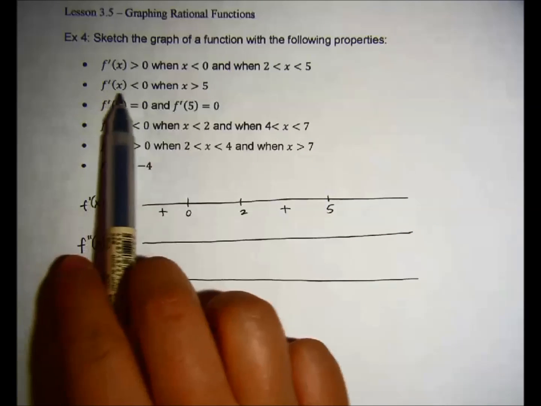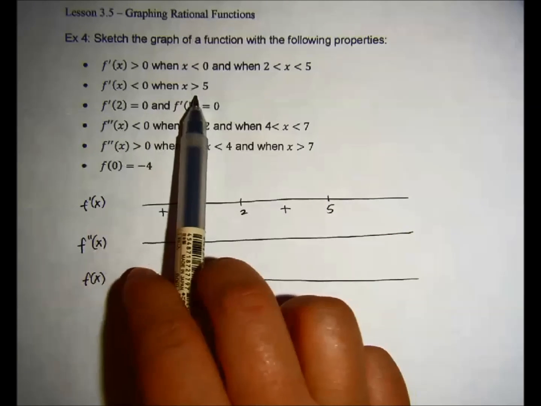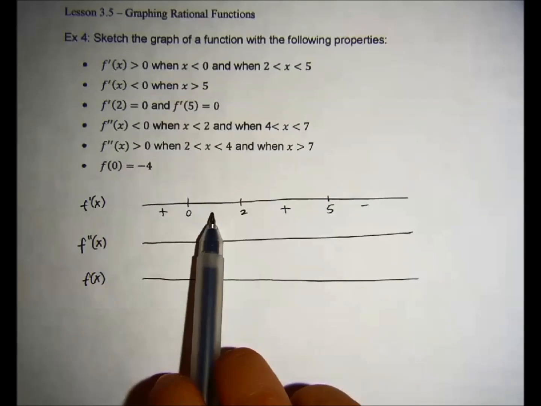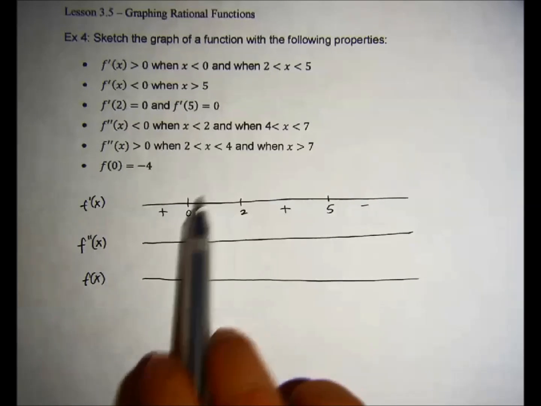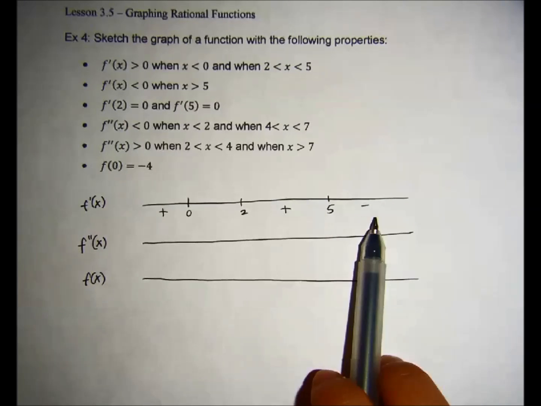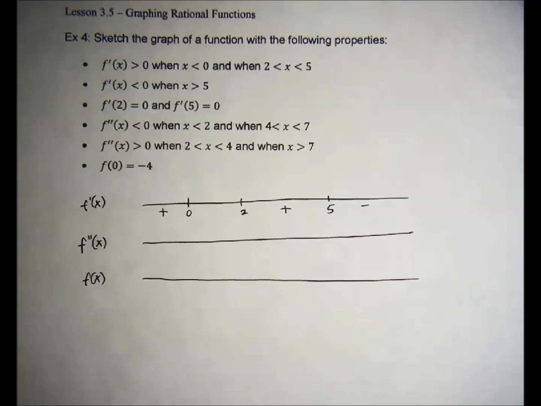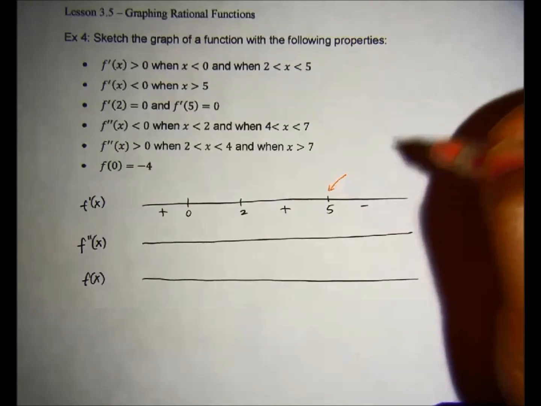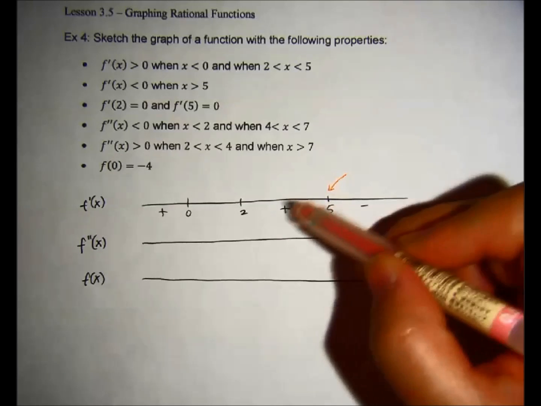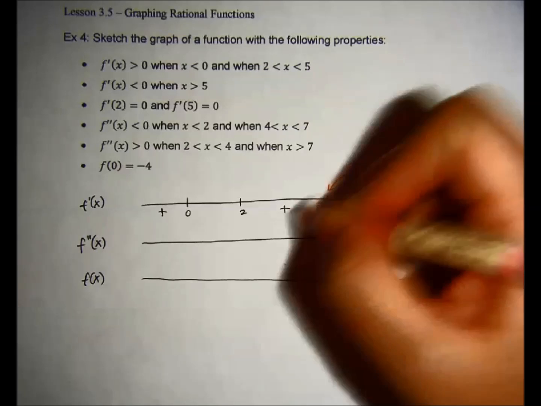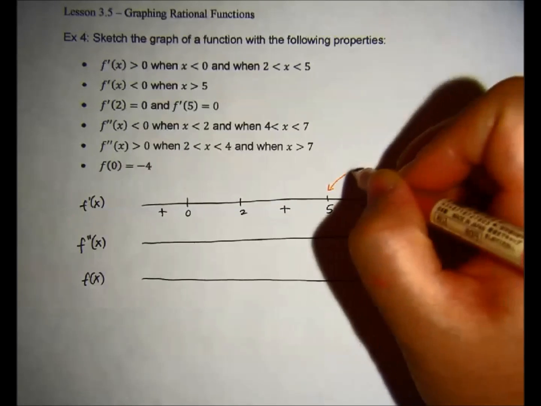And then the only other information I'm given is that the first derivative is negative when x is greater than 5. So for now, I'm going to leave this space blank because I'm not 100% sure what this should be. Okay. But right now, based on this information that's given, I already know one important feature of this function, and that's the fact that if the function was increasing on this interval, then decreasing, then we have a maximum at x equals 5.